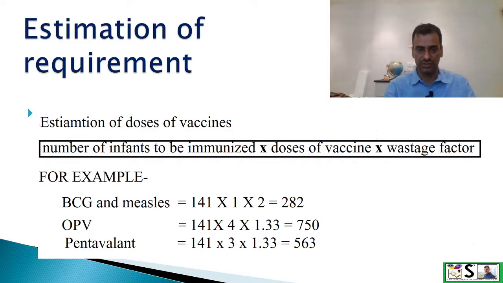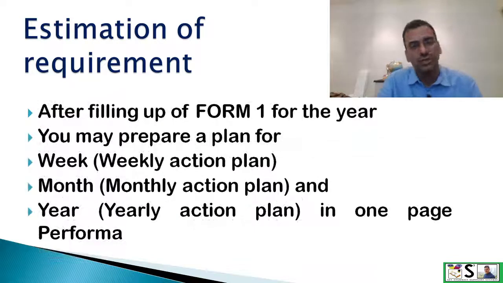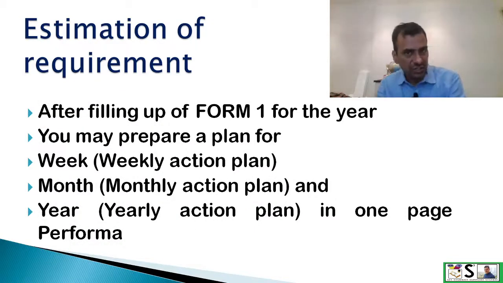In the same way, for OPV, oral polio vaccine, 4 doses are given, 3 with pentavalent and 1 booster, and its wastage multiplication factor is 1.33. So a total of 750 doses are needed. And for pentavalent we have 3 doses, the wastage factor is the same, so 563 doses of pentavalent will be required for the year. So in this way we estimate the requirement, and we have filled the form.